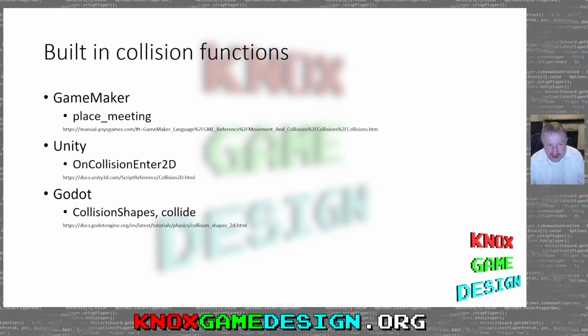But there are libraries out there. In Game Maker, it uses place_meeting along with some other functions. I put links here to references for these 2D collision functions. In Unity, you have OnCollisionEnter2D, and in Godot, you use collision shapes, and there's a collide function. So I have links for all those on there.